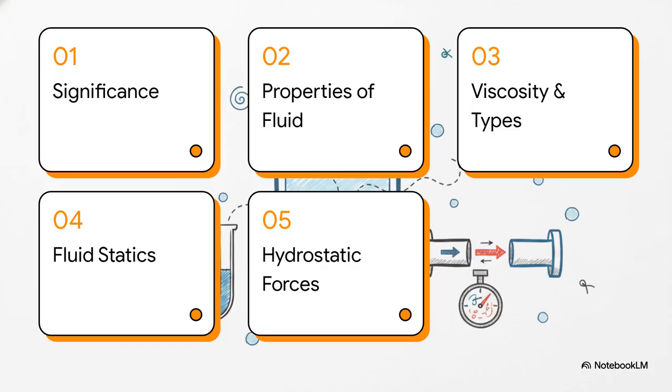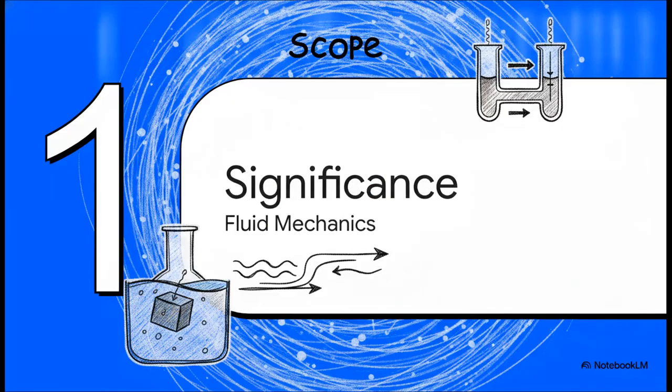So, we'll be tackling this in 5 distinct steps. First, the significance of fluid mechanics. Second, core properties and viscosity. Third, categorizing types of fluids. Fourth, fluid statics and core laws. And finally, hydrostatic forces on surfaces. Let's get to it. Section 1.